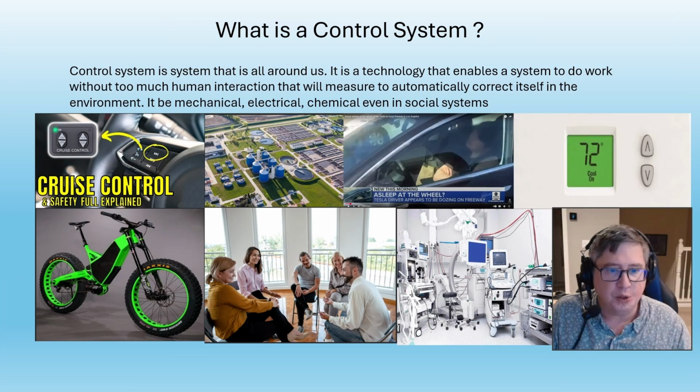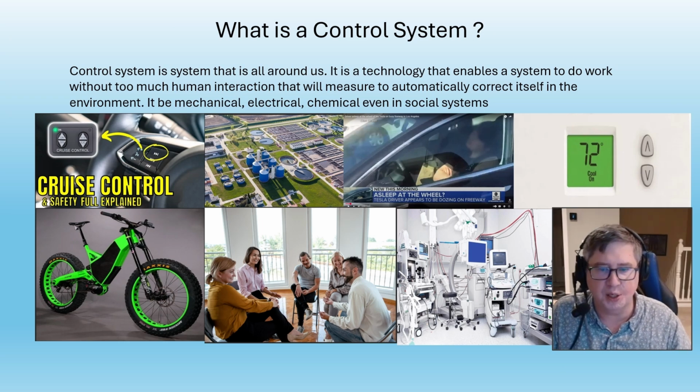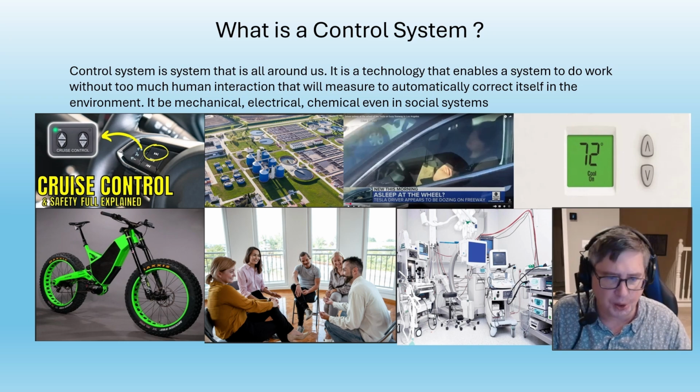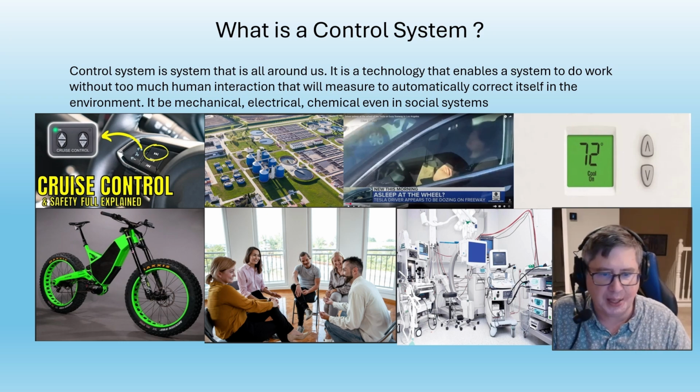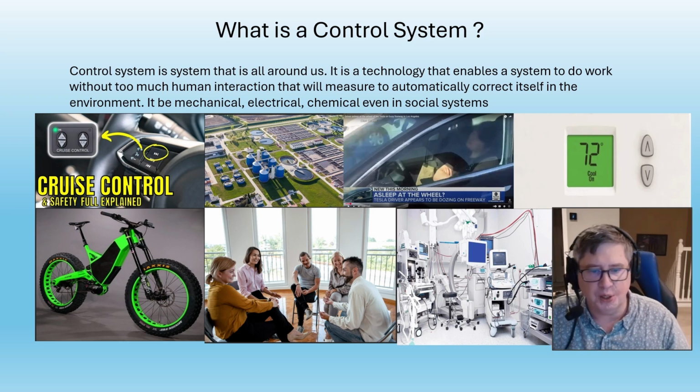Okay. So a control system is all around us. Wherever you see the technology, it enables the system to do work without too much human interaction. So it measures automatically and then it controls itself due to the environment. It can be mechanical, electrical, chemical, even social systems.